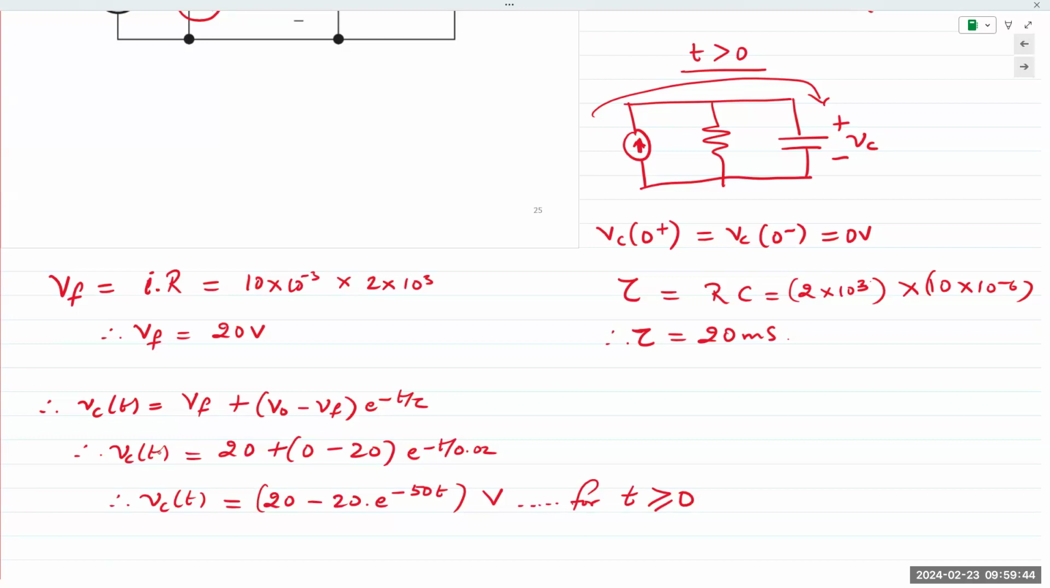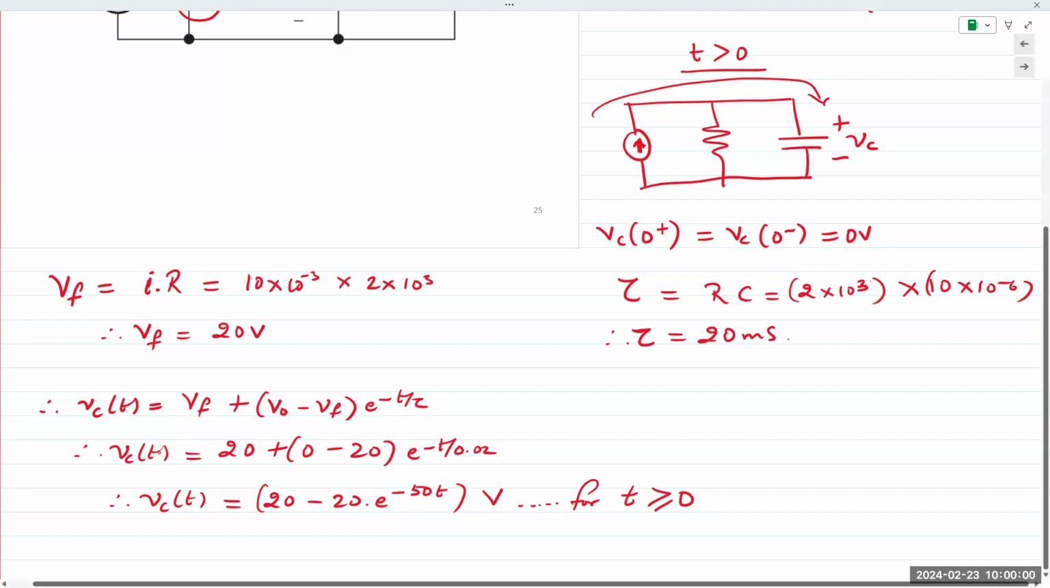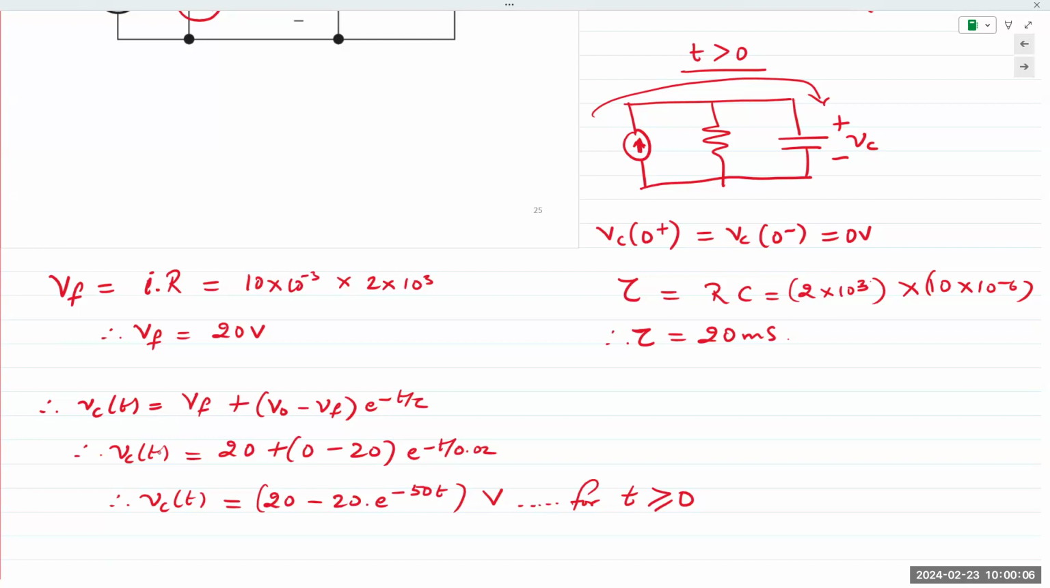So again, initial conditions imply that the capacitor was fully discharged, so the initial voltage across the capacitor is 0 volts. So V0 is 0. VF, the final value of the capacitor voltage, can be determined by applying Ohm's law. So VF is the 10 milliamp current source times the resistance, 2 kilo ohms, which gives me a final value of 20 volts. The time constant is simply RC, 20 milliseconds. Take all three values, plug them into the equation, and we obtain 20 minus 20 times e raised to minus 50t.